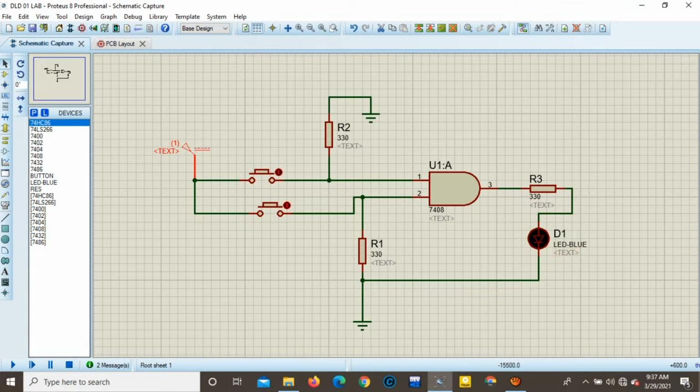So here we verify this. First we switch on the switch A, and we see the result. No bulb is on, the output will be 0. Then we switch on the switch B, we see the result that no LED bulb is on, and output will be 0. Then we switch on both switches A and B, and bulb is on. So this verifies our AND gate.